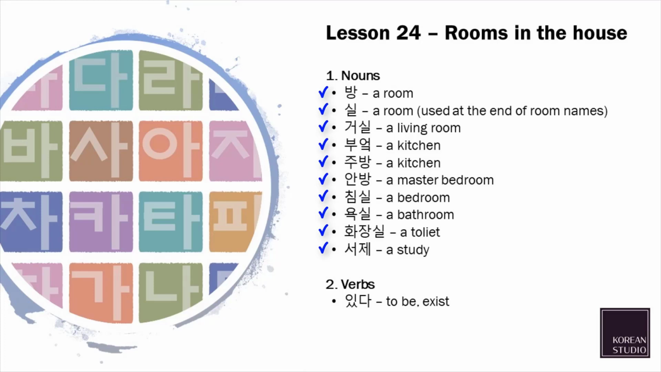To say that someone or something is somewhere, we can use the verb 있다. Okay, so that's the end of this lesson. In the next lesson, we'll look at vocabulary related to furniture in the house. See you soon in that lesson.